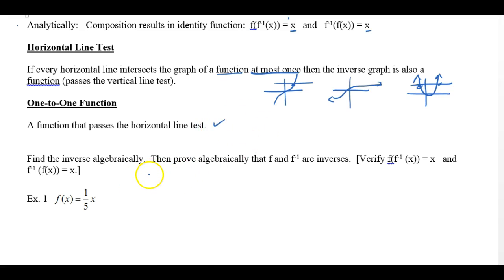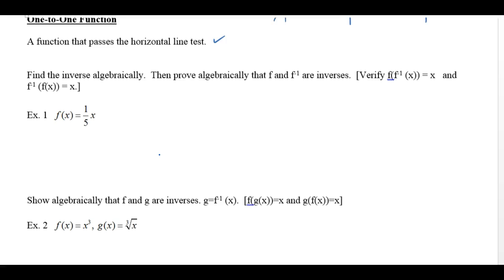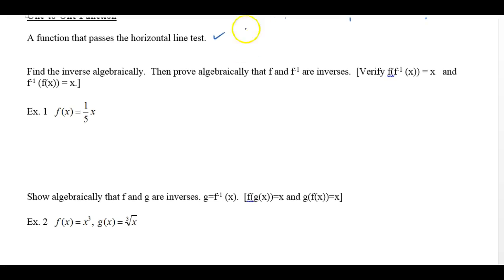Now, the types of problems you're going to see have to deal with all these different versions of finding inverses. So let's start with this first type. Find the inverse algebraically, then prove algebraically that f and f of -1, the inverse, are inverses. To find it algebraically, there's several steps you need to walk through. The first thing you would do is replace f of x with y and leave the function alone. And then you exchange your x and y, flip them, and now our goal is to solve for y.